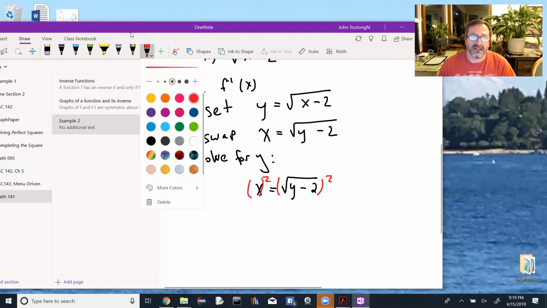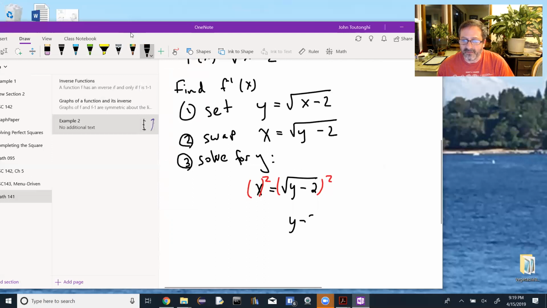What I get on the right side here is just y minus 2. But I'm going to have to restrict my domain later because I'm losing information. When I square this square root, we're losing some information, and I'm going to show you in a second where that goes in. So then I get y is equal to x squared plus 2. And that is the graph of y equals x squared moved up 2.